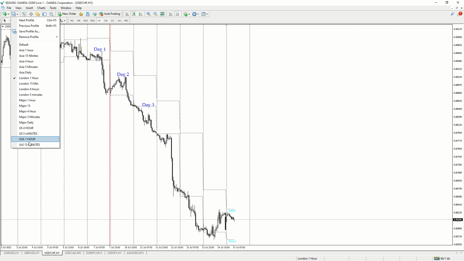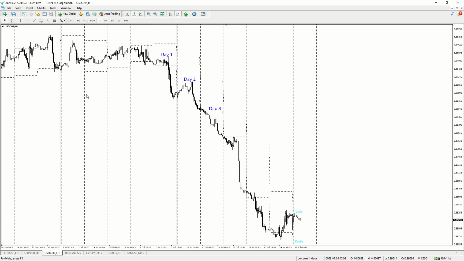We just add USD/CAD for the US session, USD/CAD and the franc currency. Okay, so that's a strength.